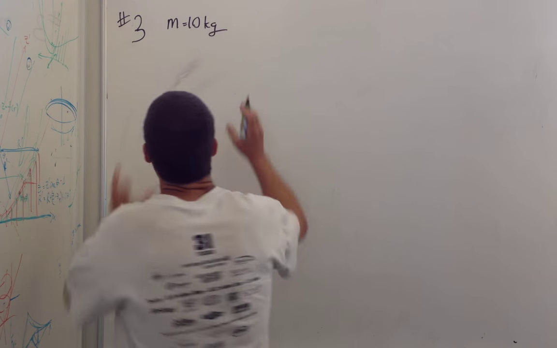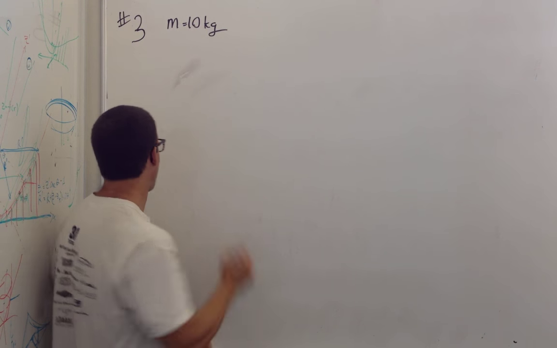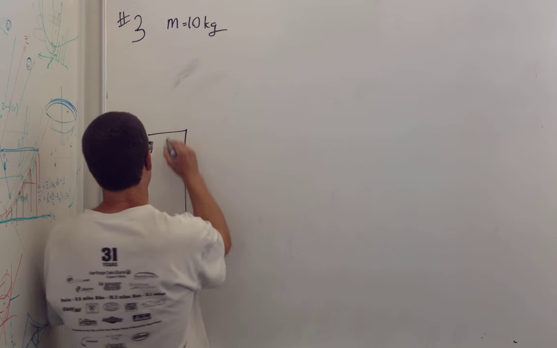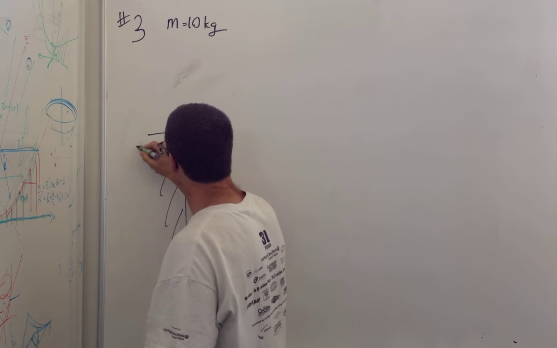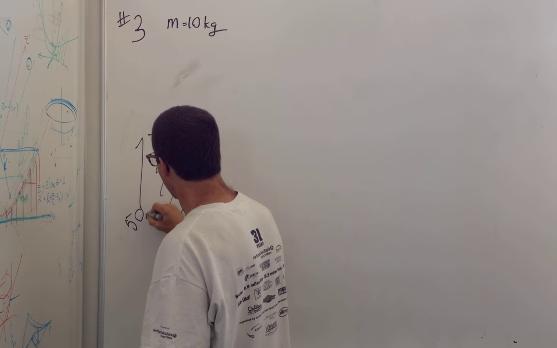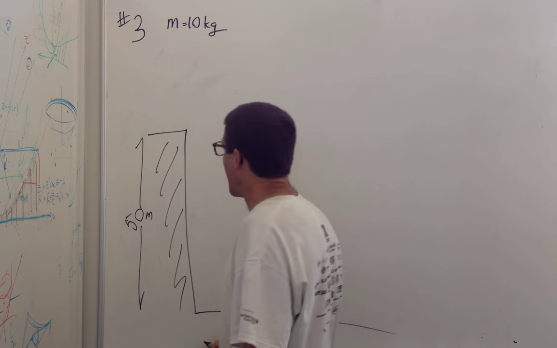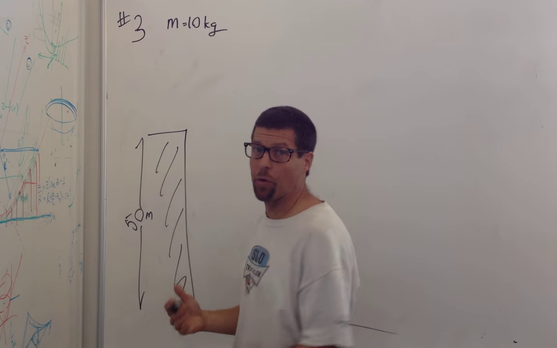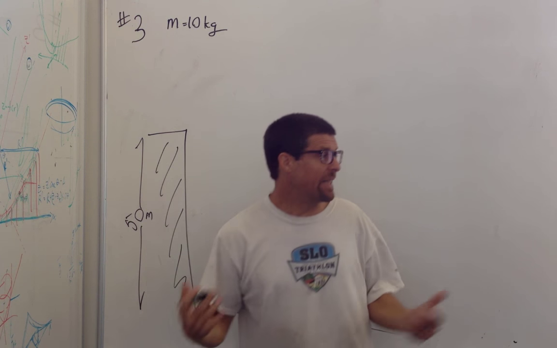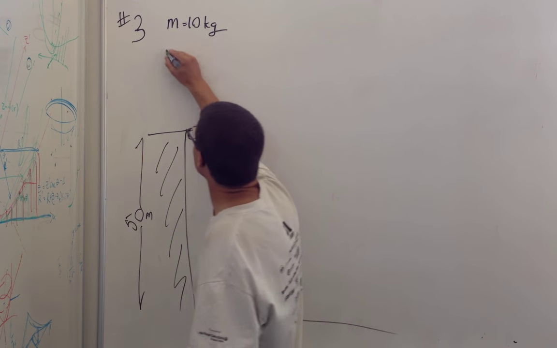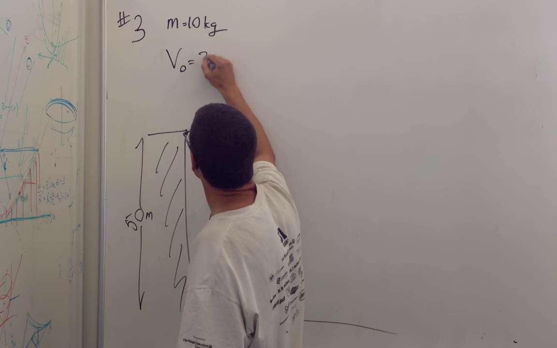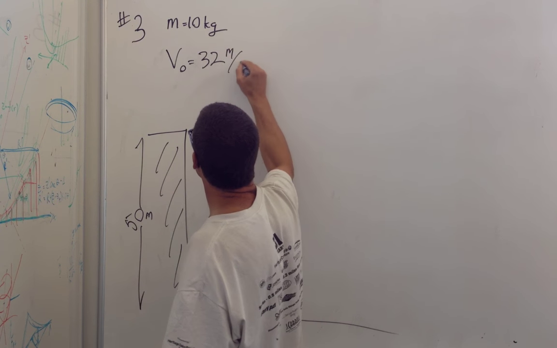Question number 3. I've got my 10 kilogram parcel. I've got my 50 meter cliff. And I remember that if I dropped it off, I conserved energy, and I found that V final was equal to 32 meters per second. But in this situation, we're starting with V naught equal to 32 meters per second.